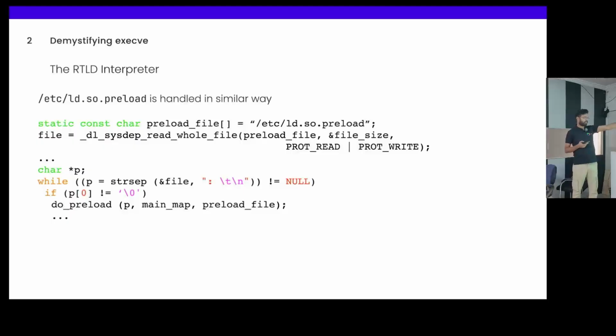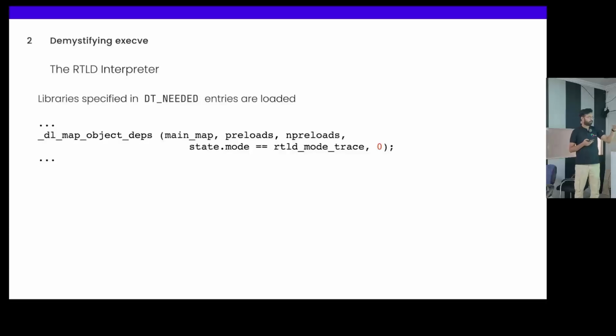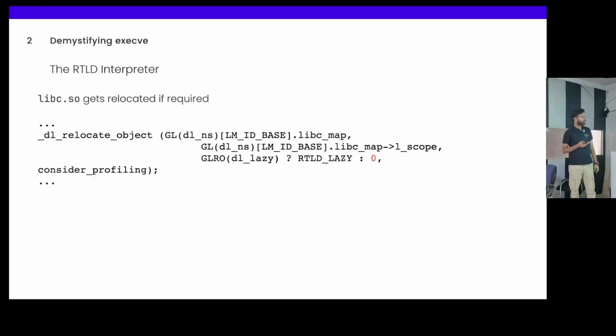This particular file, again, is handled in a similar way. So it will read the entire file and then it will basically split it around semicolon and then it will basically load everything. And finally, this is our C runtime. There will be some relocation if it is required. It is not necessarily that it will get relocated.